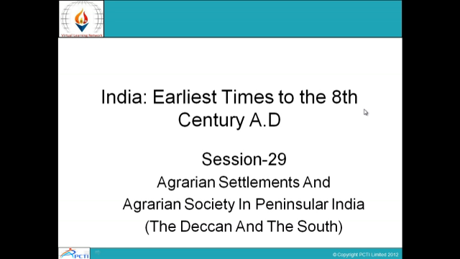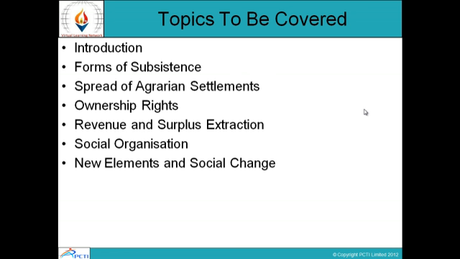This is session number 29 of the subject India Earliest Times to the 8th Century AD, and the chapter is Agrarian Settlements and Agrarian Society in Peninsular India, the Deccan and the South. Topics to be covered are Introduction, Forms of Subsistence, Spread of Agrarian Settlements, Ownership Rights, Revenue and Surplus Extraction, Social Organization, New Elements and Social Change.